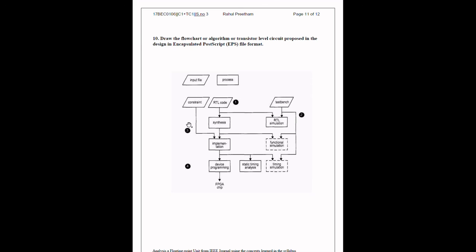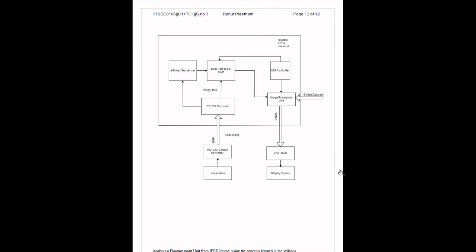Now this is the flowchart or algorithm for the transistor level circuit proposed in the design. Here we have an input file and also the list of processes that need to be executed by our CPU. You can go through the diagram. And this is the block diagram of the FPGA system we proposed in this assignment.